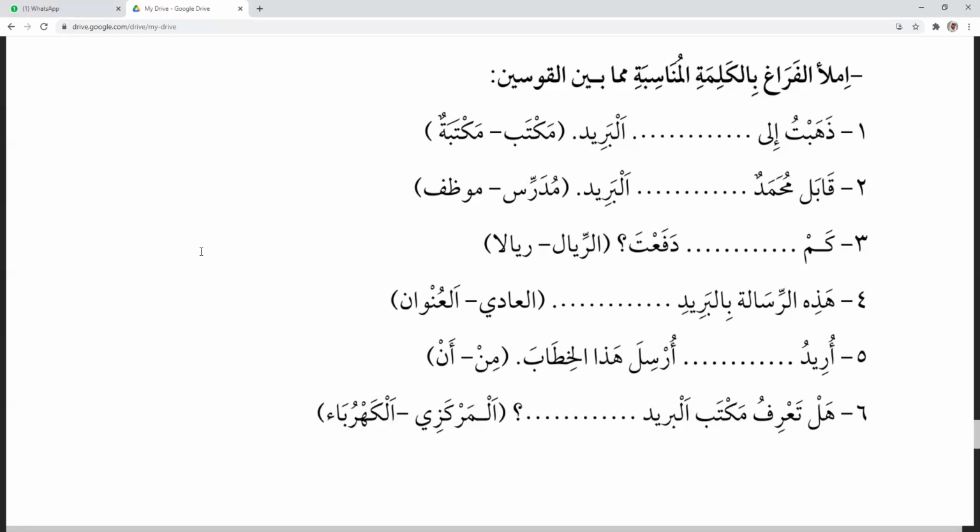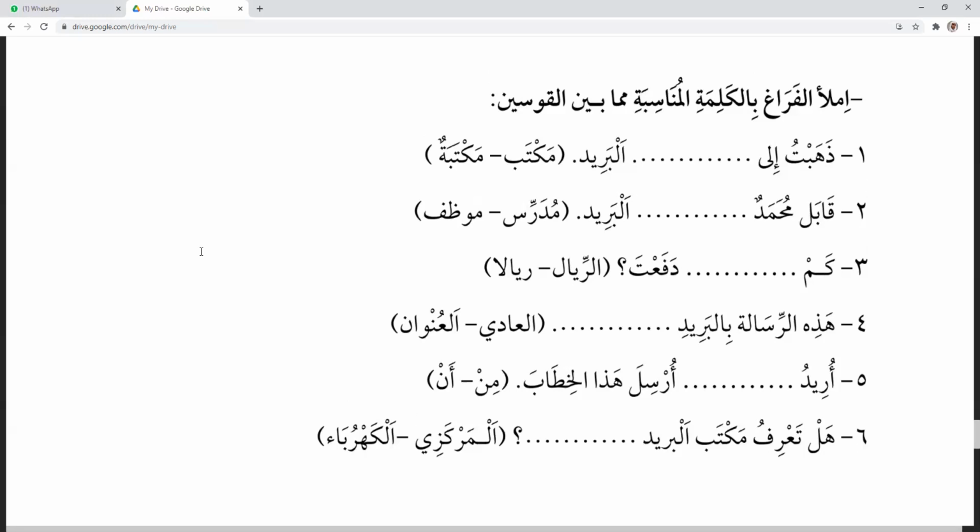"أريد أن أرسل هذا الخطاب." I want to post this letter. Arsala means send. Post also works, but I think it's better if you say send. I want to send this letter. Is khitab the same as risala? Risala is more like message. There might be differences, I'm not too sure what they are.